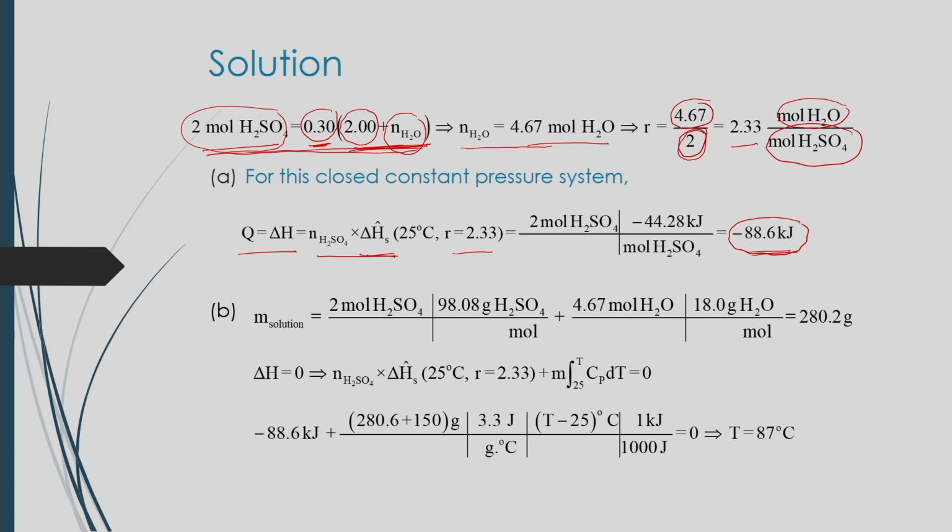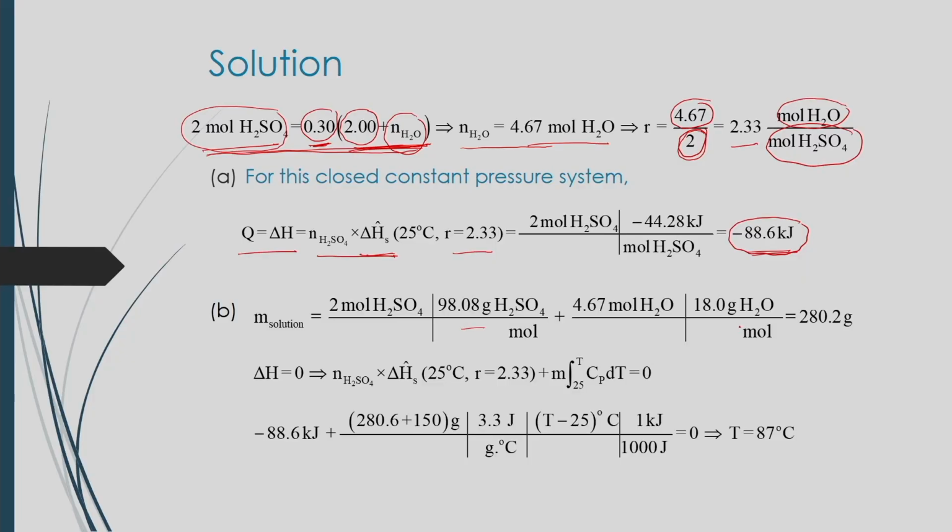So, the mass of sulfuric acid can be calculated just by multiplying the 2 moles of sulfuric acid by the molecular weight of sulfuric acid. So, it is coming as 2 moles of sulfuric acid into 98.08 grams of sulfuric acid per mole. And then the mass of water can be calculated again just by multiplying the moles of water by its molecular weight.